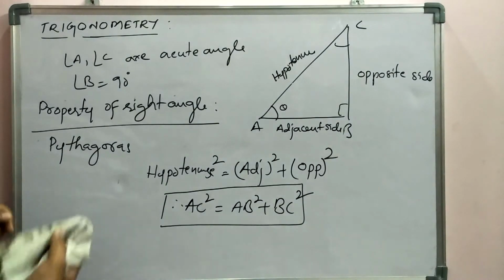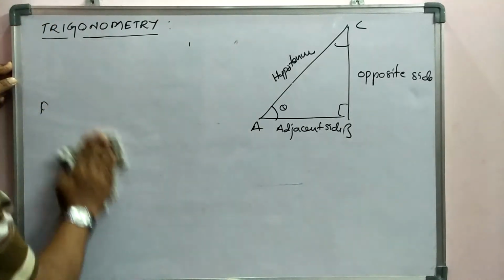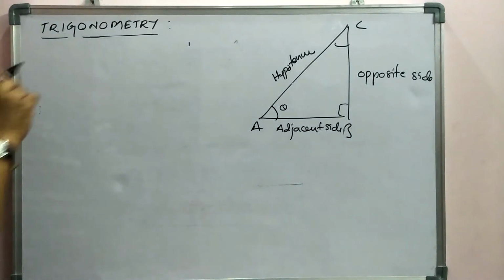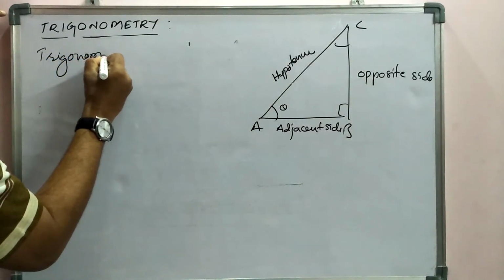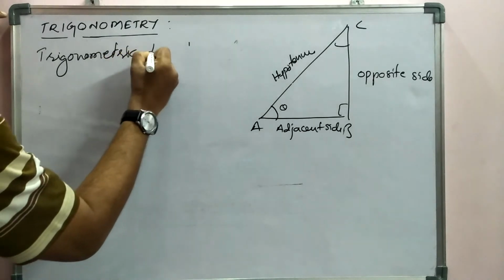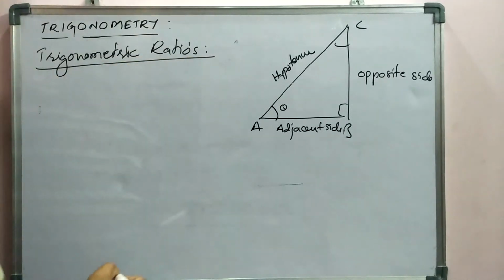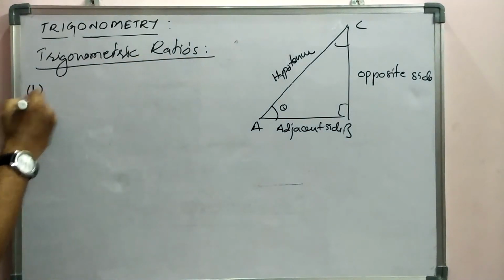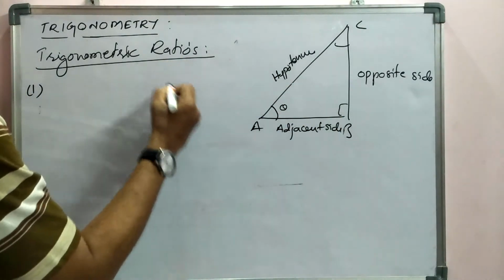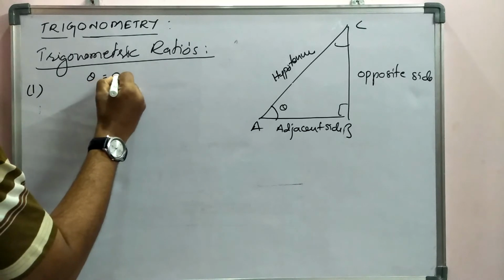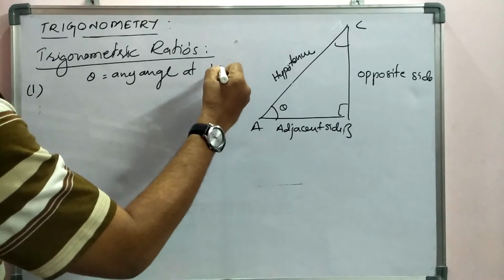Now we'll see the trigonometric ratios. These are the basic pillars of trigonometry. First ratio. What is a ratio? Here theta is any angle at A.